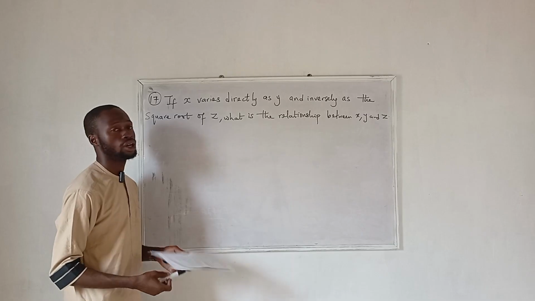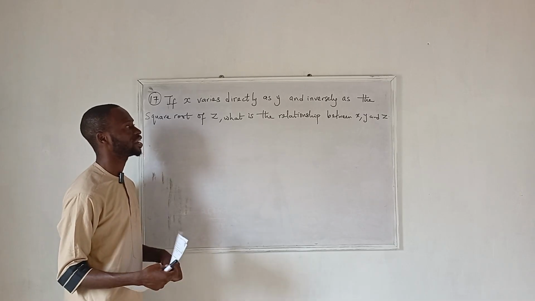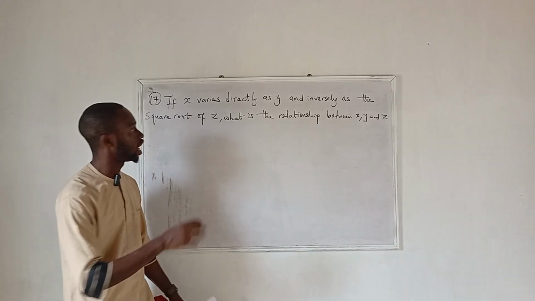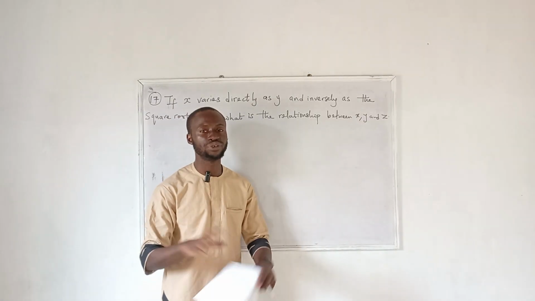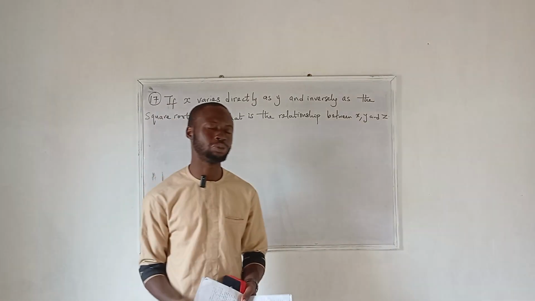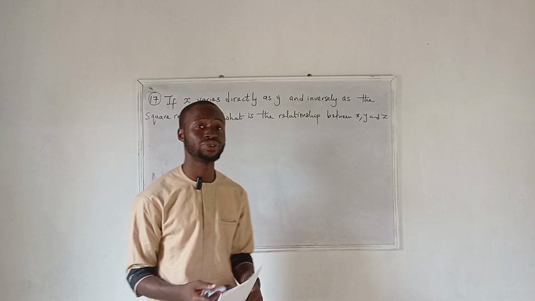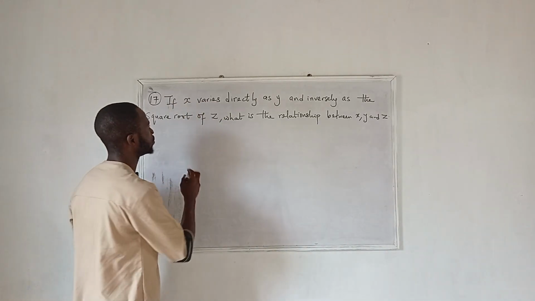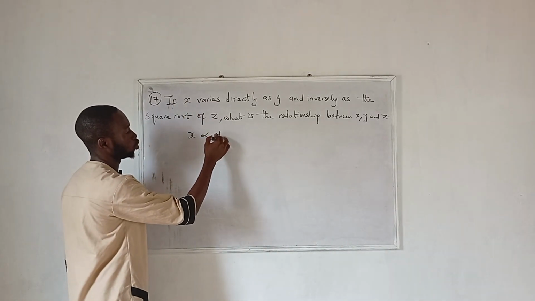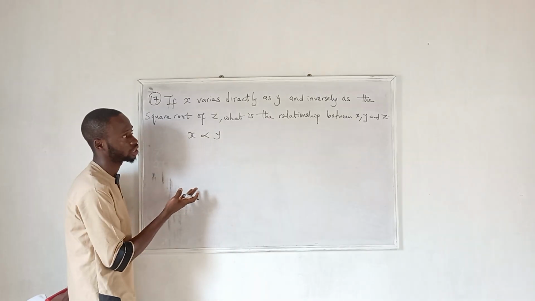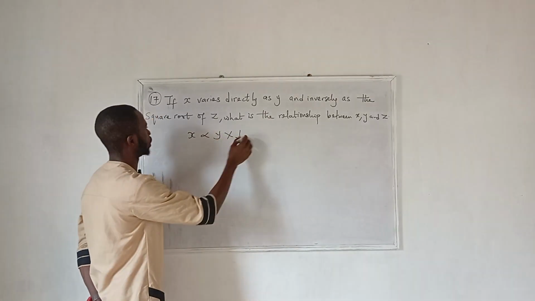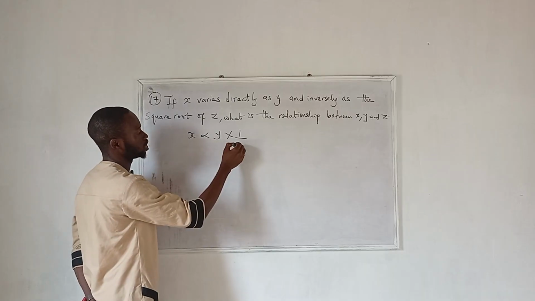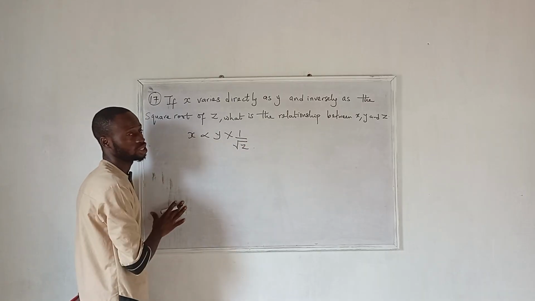Number 17. We are given this: if x varies directly as y and inversely as the square root of z, what is the relationship between x, y, and z? So this is a variation question. When you hear relationship, you should quickly understand what it is. So if x varies directly as y, you should know that's how to represent directly. Then inversely, that is reciprocal, 1 over the square root of z.